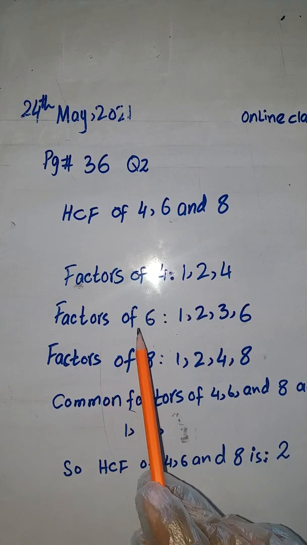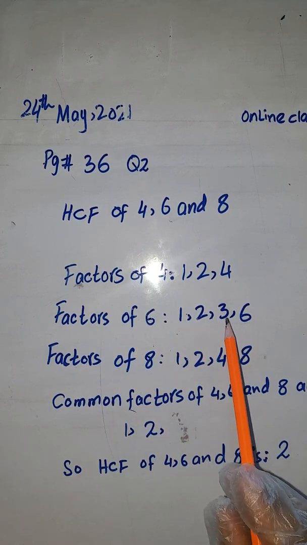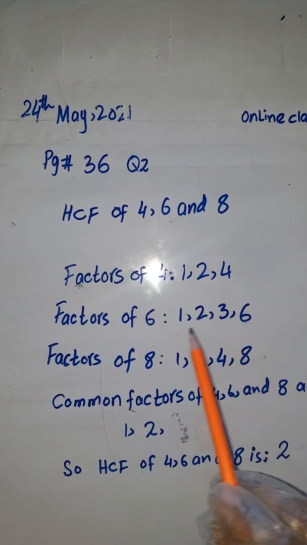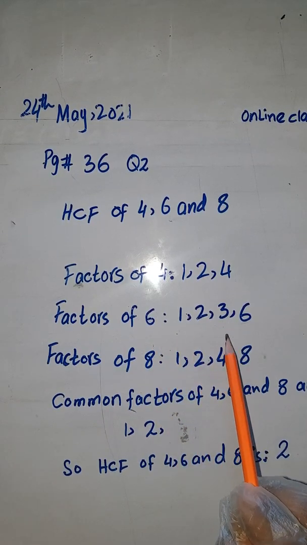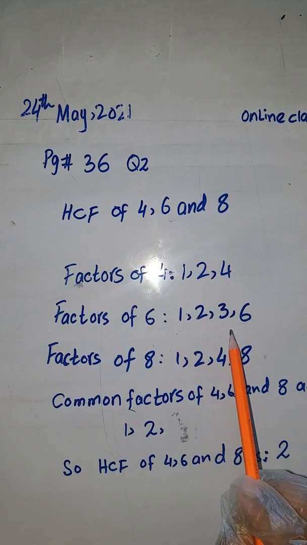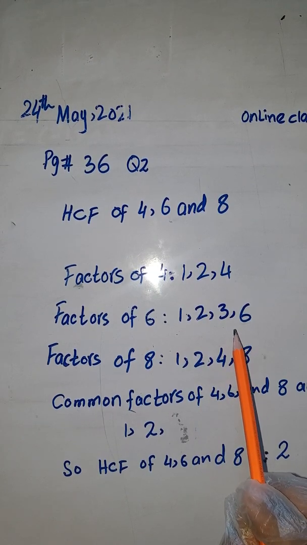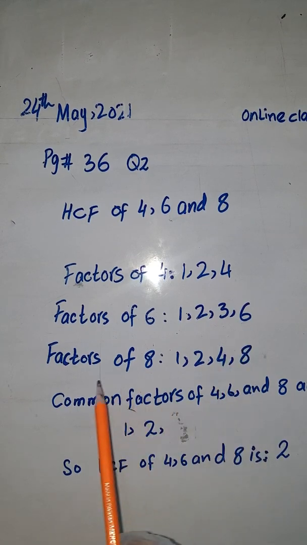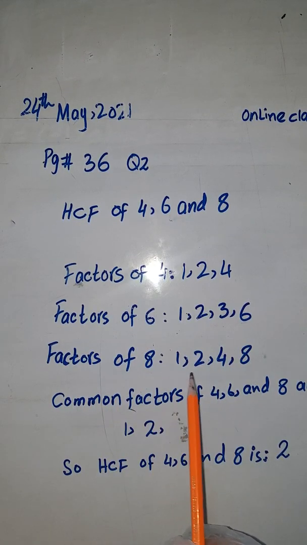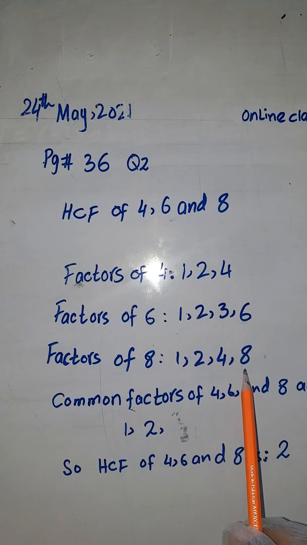So now factors of 6: 1, 2, 3 and 6. These are the numbers that divide 6 without leaving a remainder. So the numbers that divide 6 exactly without leaving a remainder are called the factors. You already know that. And factors of 8: 1, 2, 4 and 8.